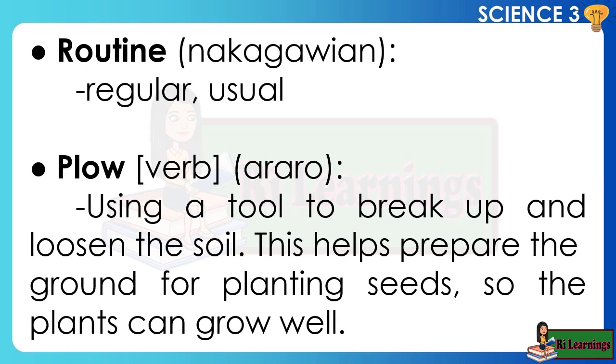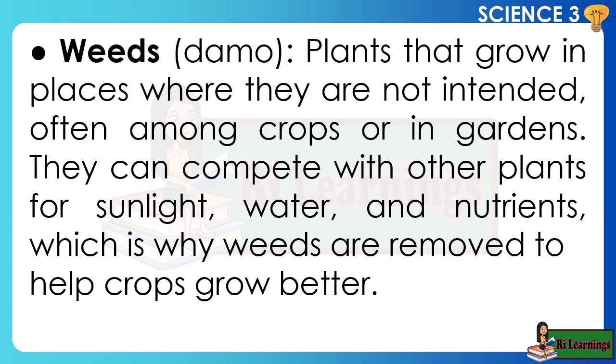Routine, regular, usual. Plow, using a tool to break up and loosen the soil. This helps prepare the ground for planting seeds, so the plants can grow well. Weeds, plants that grow in places where they are not intended, often among crops or in gardens. They can compete with other plants for sunlight, water, and nutrients, which is why weeds are removed to help crops grow better.